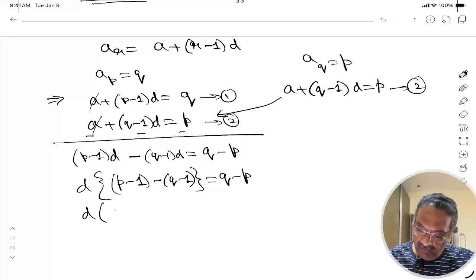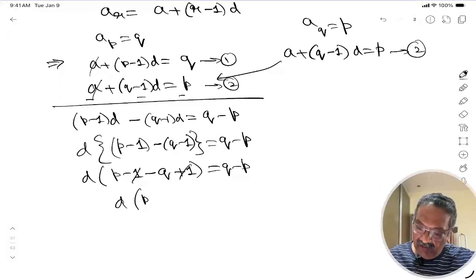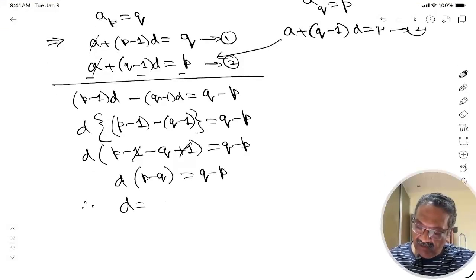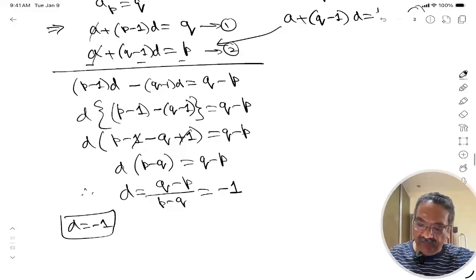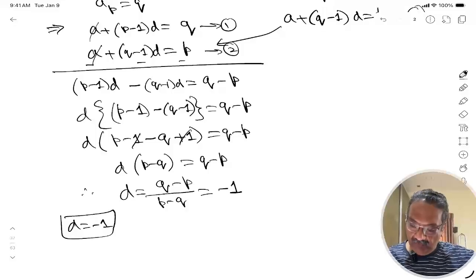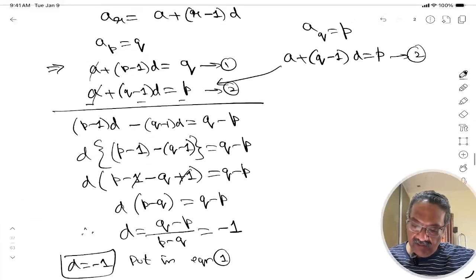So D into P minus 1 minus Q plus 1 is equal to Q minus P. Minus 1 plus 1 cancels, so D into P minus Q is equal to Q minus P. Therefore D is equal to Q minus P divided by P minus Q, which is equal to minus 1. So we got D is equal to minus 1 and we'll substitute this in equation 1.